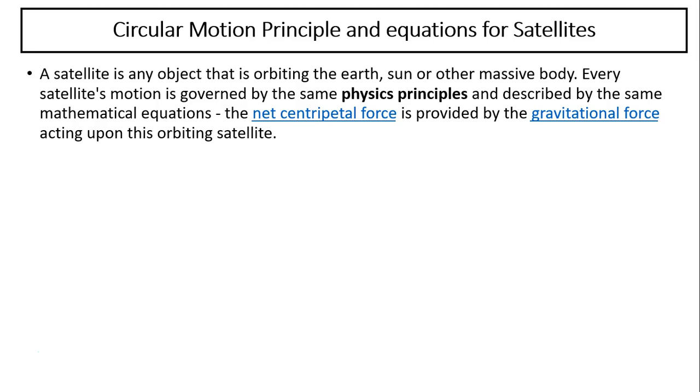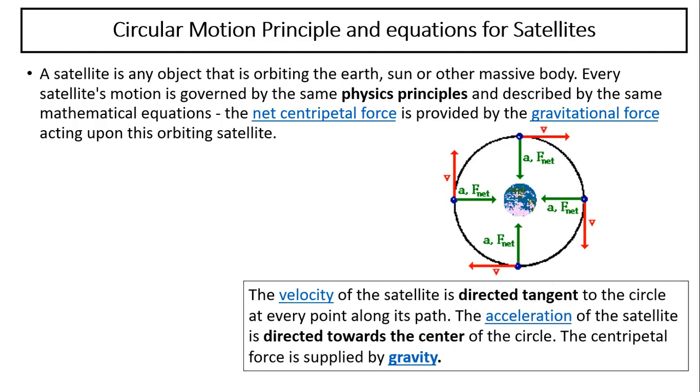So a satellite is any object that is orbiting the Earth, Sun, or other massive body. Every satellite's motion is governed by the same physics principles and described by the same mathematical equations. The net centripetal force is provided by the gravitational force acting upon this orbiting satellite. That is the underlying physical principle for all satellites. So for all satellite motion, it's a circular motion, which means its velocity is tangent to the circle and acceleration is directed toward the center of the circle.